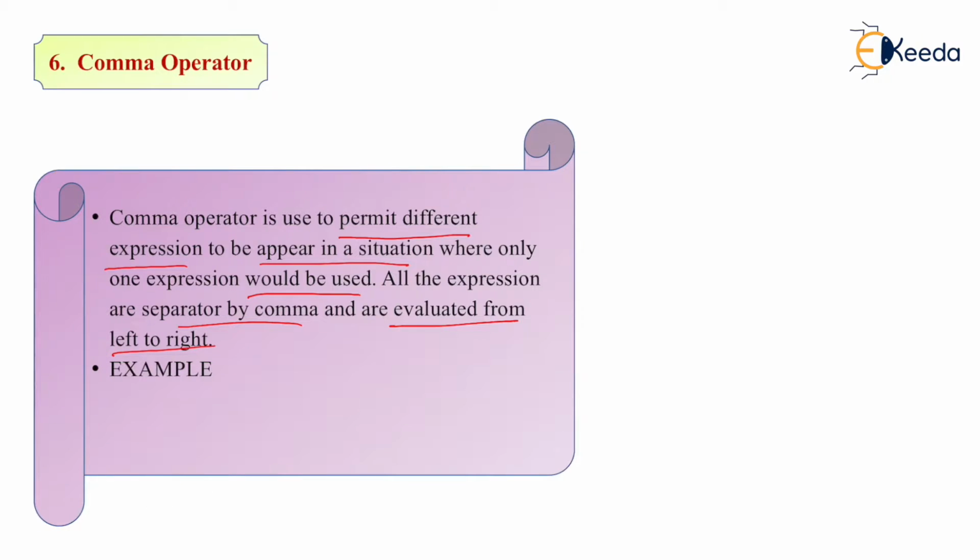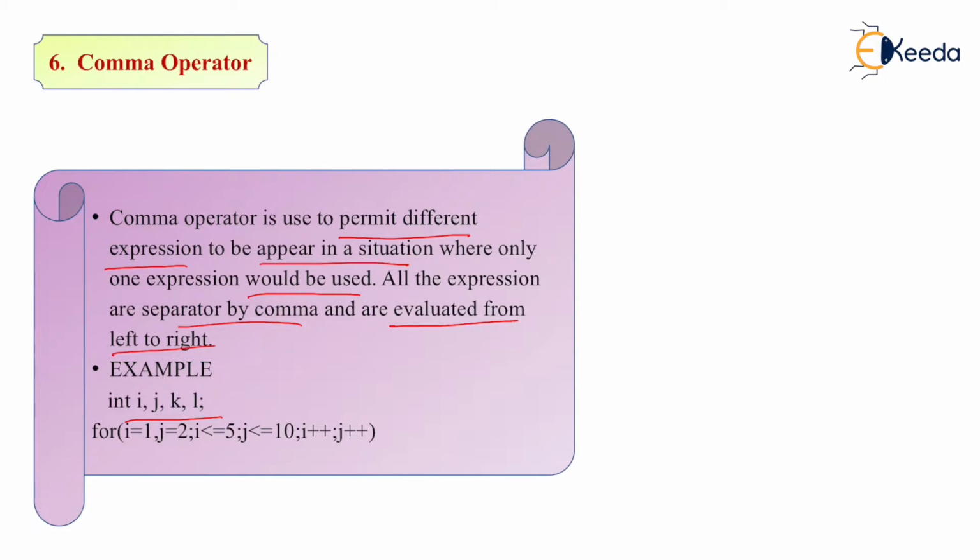Next, consider for example int i, j, k, l. So now we have created four variables of integer type. Next, for i equal to 1, j equal to 2. So what we are doing here is giving two initializations, for variables i and j, with the help of a comma in the initialization section of a for loop.